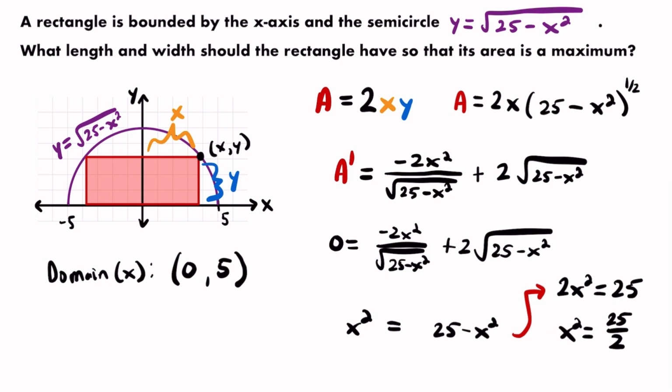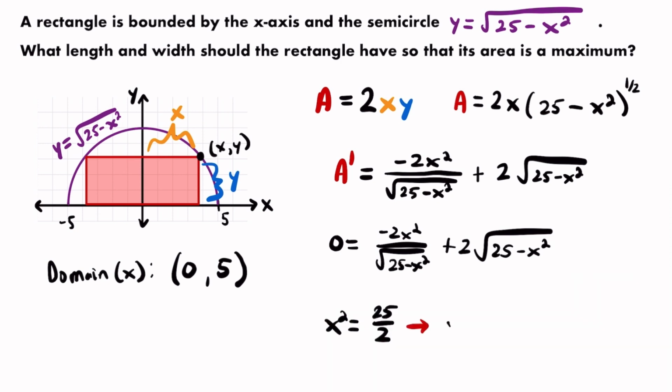And so if we do that, that will give us that x is equal to plus or minus the square root of 25 divided by 2. And the square root of 25 is 5, so we could rewrite this to be 5 divided by the square root of 2. And if you wanted to, you could rationalize this answer by multiplying the numerator and denominator by the square root of 2.